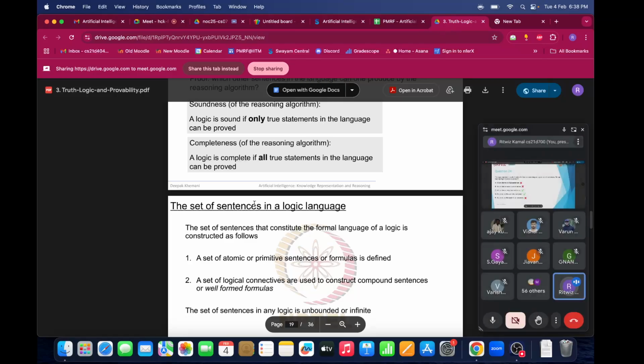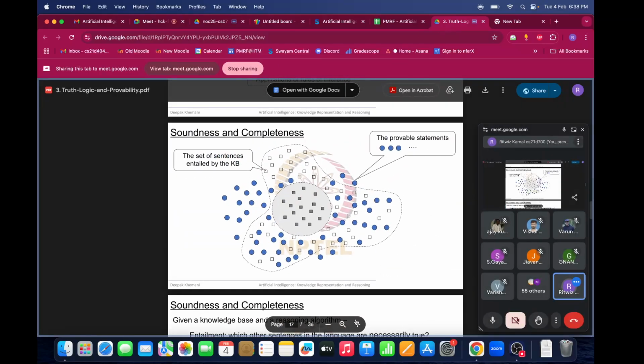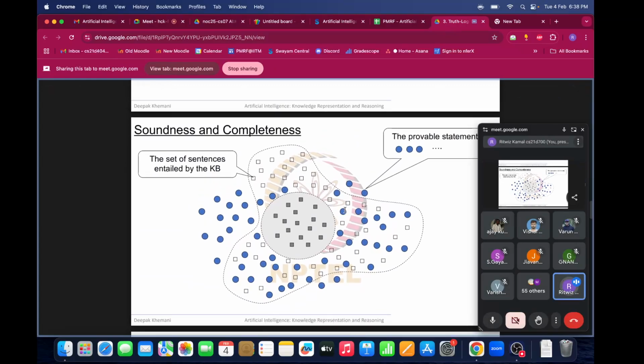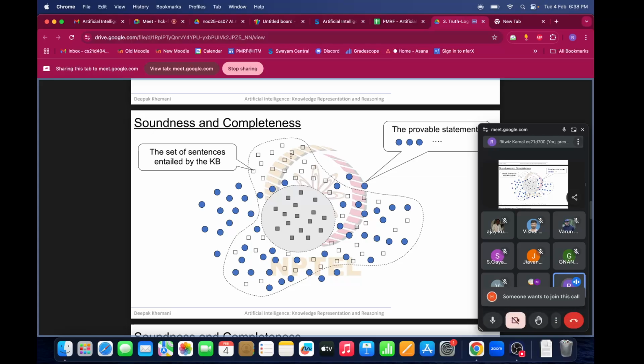If I go back again to that diagram that we were talking about, a sound logical machinery essentially would derive sentences that are within this boundary, that can only be true. But a sound logical machinery may not be able to derive all the true sentences. It may be that the logical machinery we have is only able to derive one or two, or let's say three, of these blue dots. Only a subset of the true sentences. Then it's sound because it derives only true sentences, but not complete.